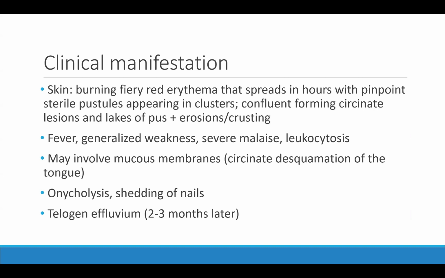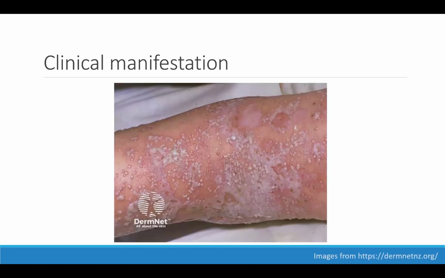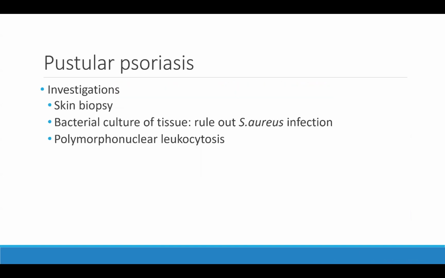Patients have fever, weakness, malaise, and leukocytosis. There may be involvement of the mucous membranes in which you have circinate desquamation of the tongue. Patients can also have onycholysis and shedding of the nails, and telogen effluvium can occur generally 2 to 3 months later. So you can appreciate the pinpoint pus as well as some confluence forming lakes of pus.